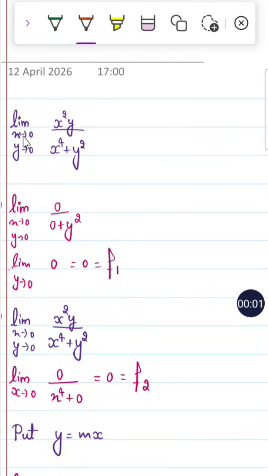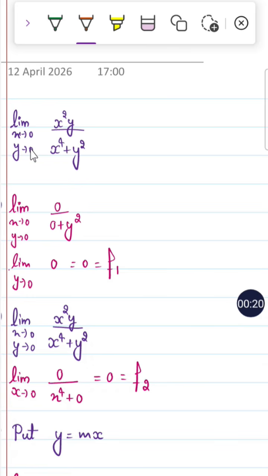Hello students, today we will discuss finding the limit of several variables. Okay, these are two variables function, and finding the limit of this function is: limit x tending to 0 and y tending to 0 of x square y upon x to the power 4 plus y square. This is the function, right?